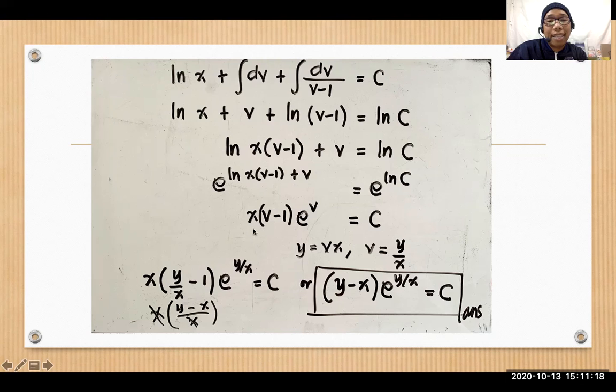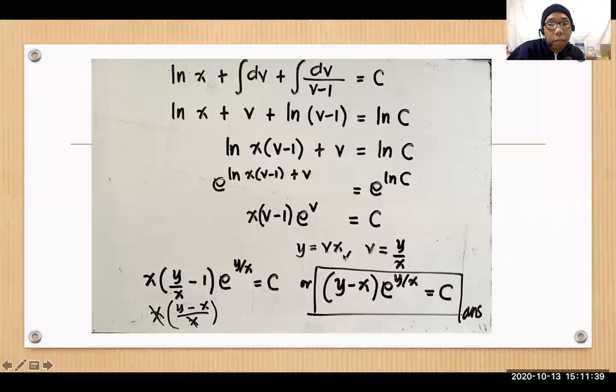Now, this is not yet our final answer since we did a transformation or substitution. So we need to bring back the original variables x and y. So dapat you have to replace now the variable v here by its original equivalent. So you know that y is equal to v times x. Then v is equal to y over x. So you plug it in here.